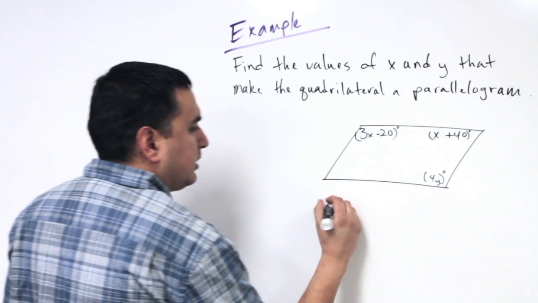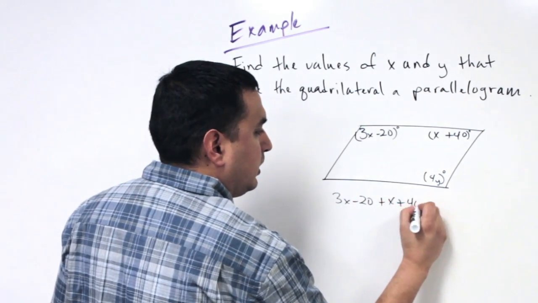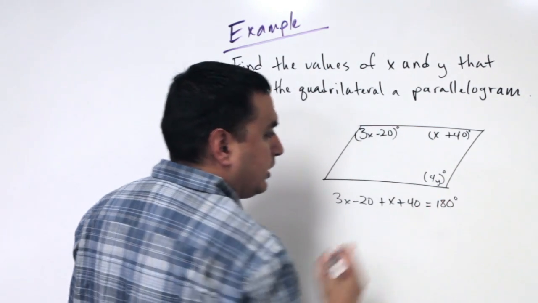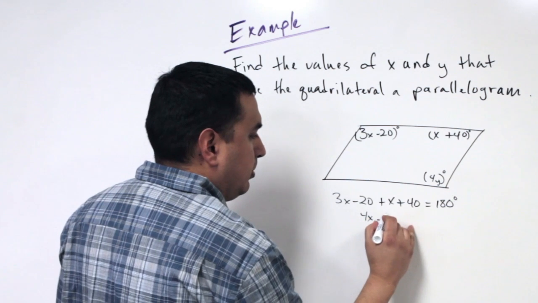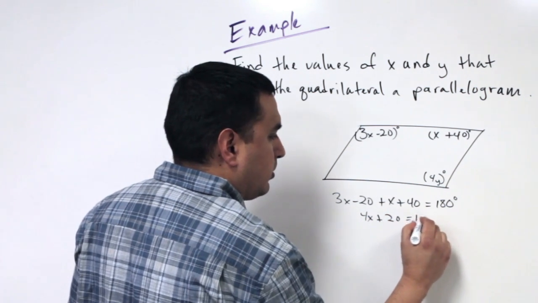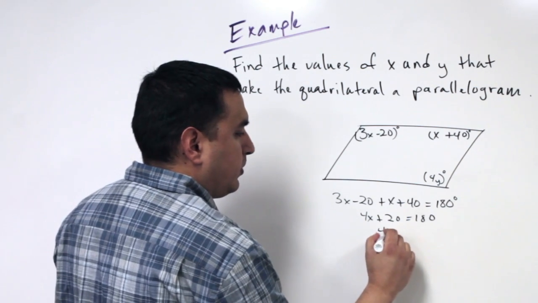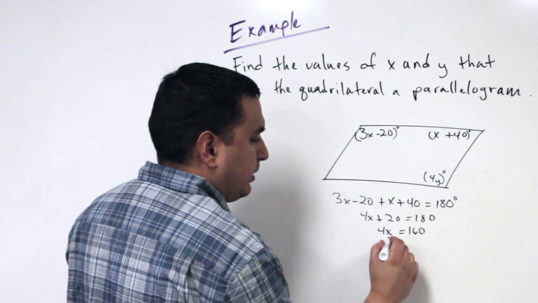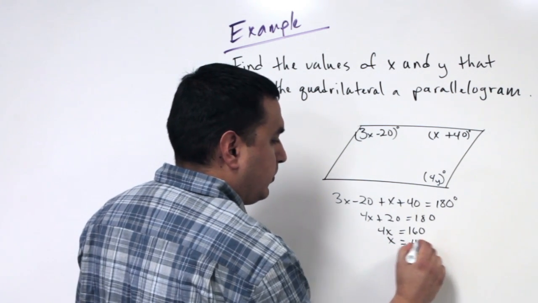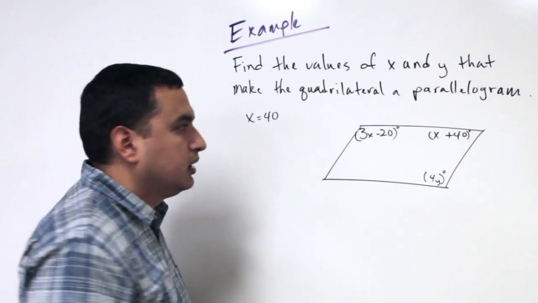So to solve for x, I would have to do 3x minus 20 plus x plus 40 and set that equal to 180 degrees. If I combine like terms, it gives me 4x plus 20 is equal to 180. Subtract 20, gives me 4x equals 160. And then if I divide by 4, that tells me that x is 40.